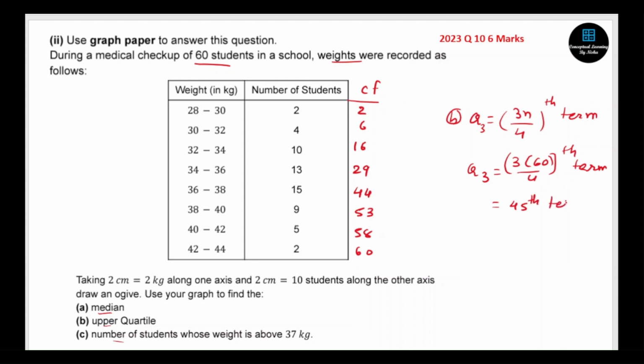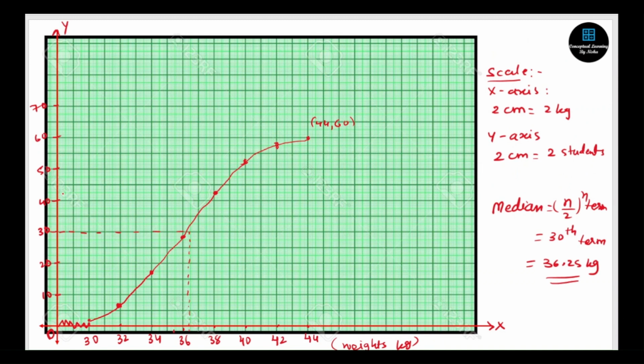Now you have to go to the graph again. 45 is here. You have to go along with this 45 and then go down to find your Q3 value. So this is my Q3 value, which is half of 38.5. So I can write Q3 equals 38.5.